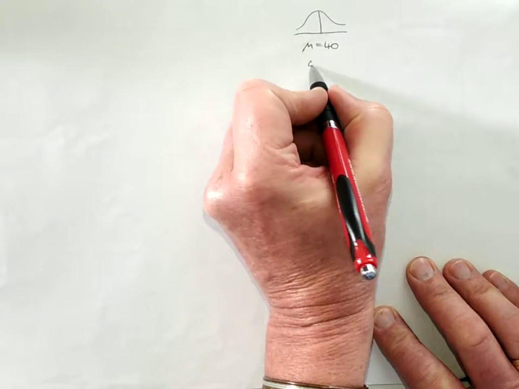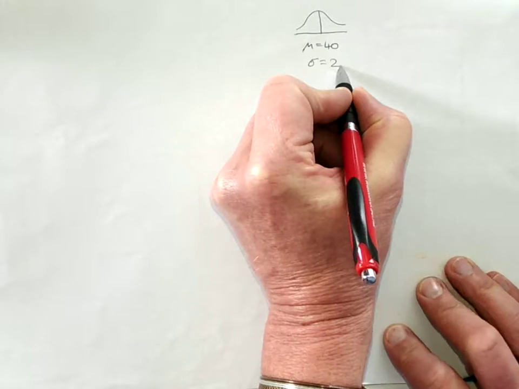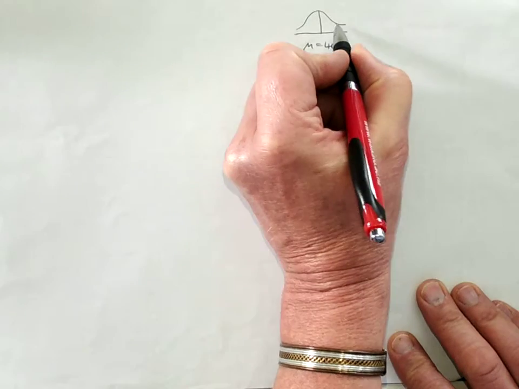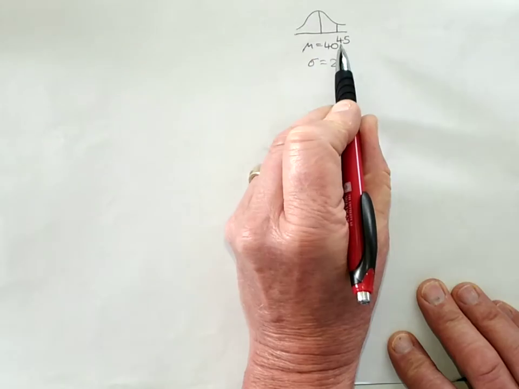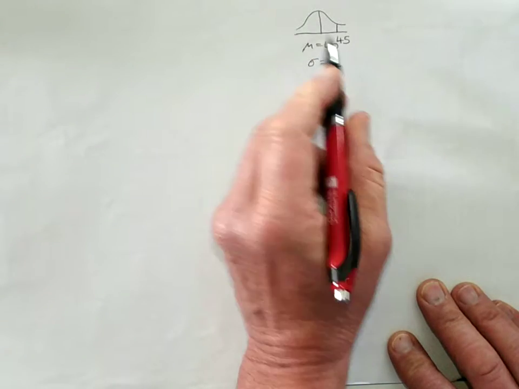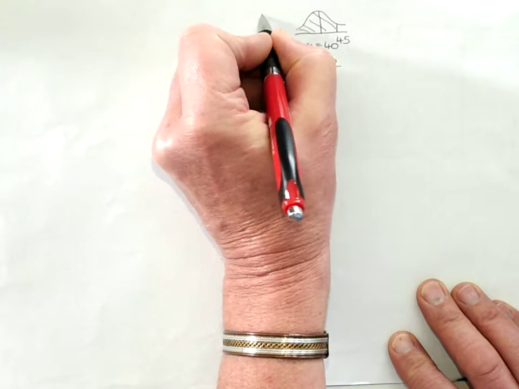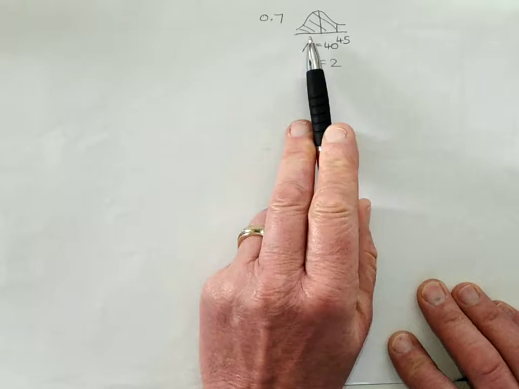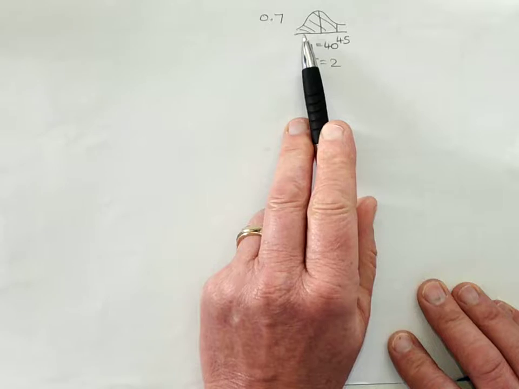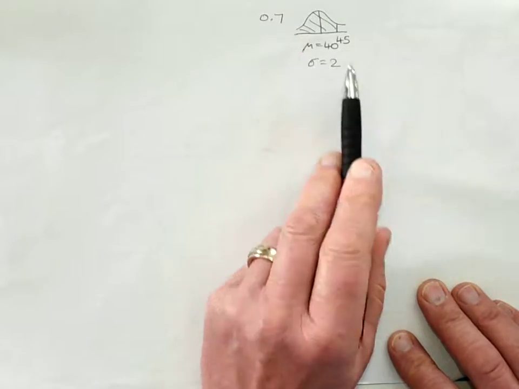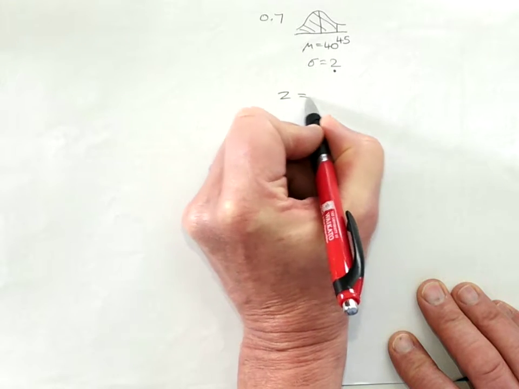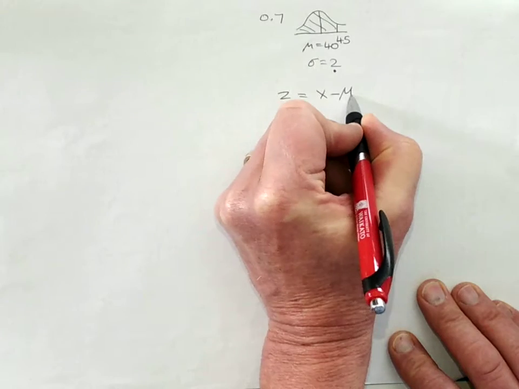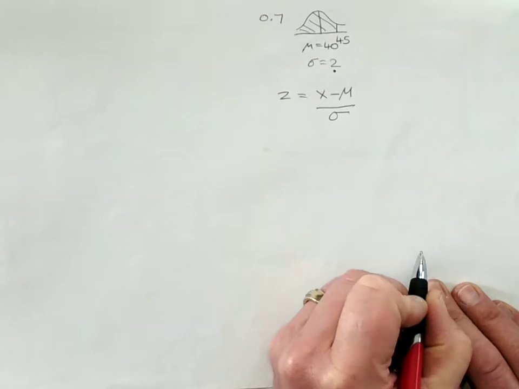So, the standard deviation we're trying to find. We're told that the probability that somebody is 45 or less is 0.7. So we draw the 45 on our graph there, and that is going to be 0.7. So we already know the probability. What we then have to do is use the Z value, because Z equals x minus mu over sigma, which is on the formula sheet.